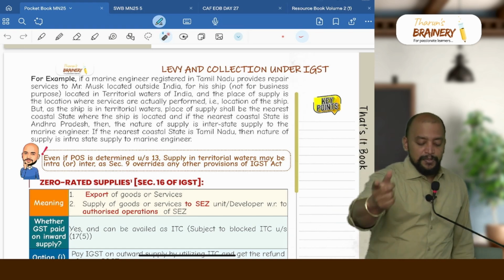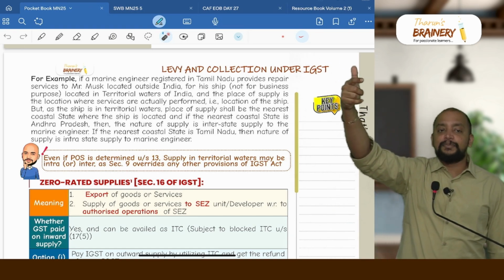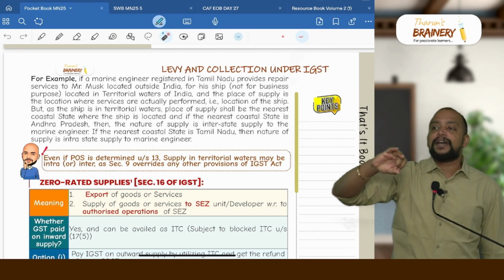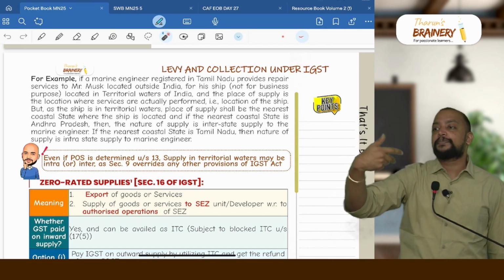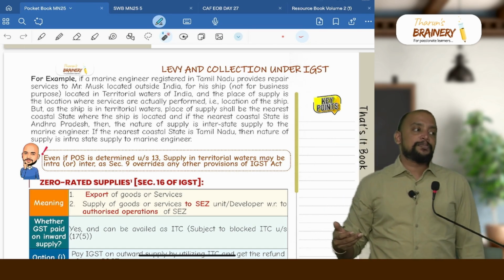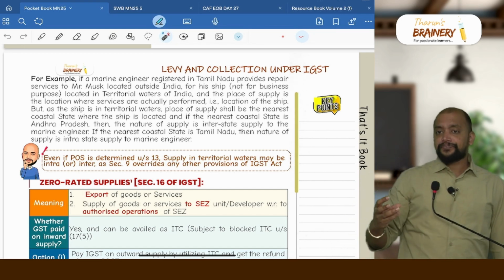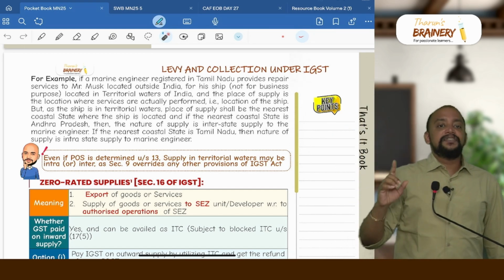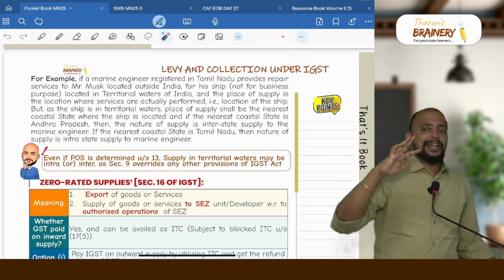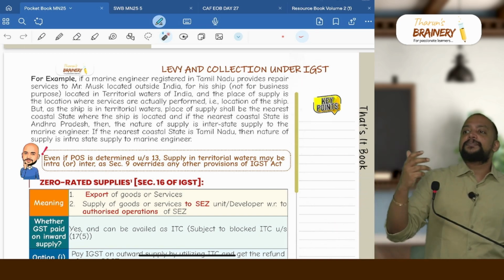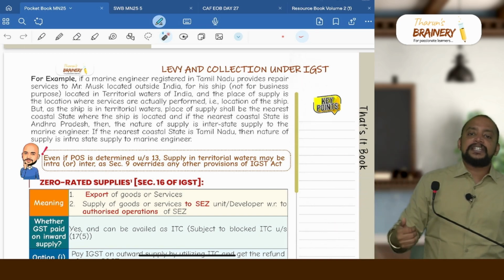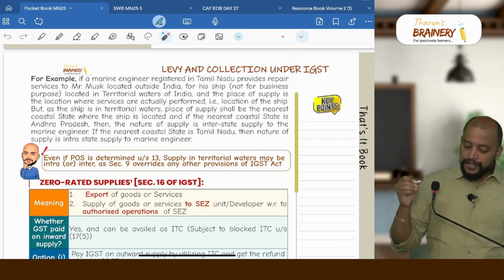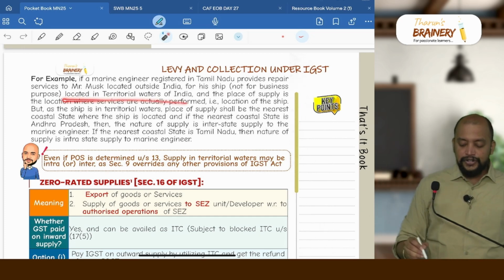Had it been business purpose, the location of recipient only will be taken as a place of supply, because exception number 4, in case of maintenance, repair or overall service in relation to ship or parts of the ship, we need to take place of supply as the location of recipient, only if it is for the business purpose. If it is not for business purpose, then this exception will not come. So physical presence of the goods required, location where service are actually performed will be taken. So accordingly in this case, we need to take location where service are actually performed.